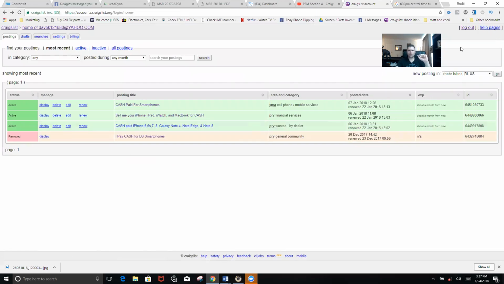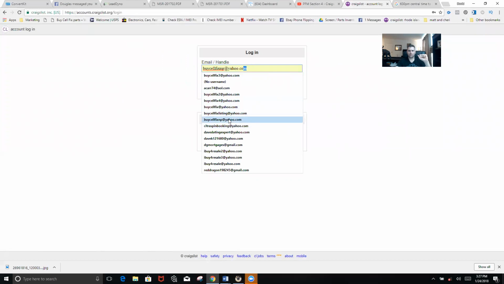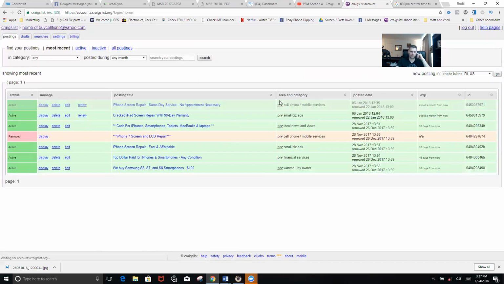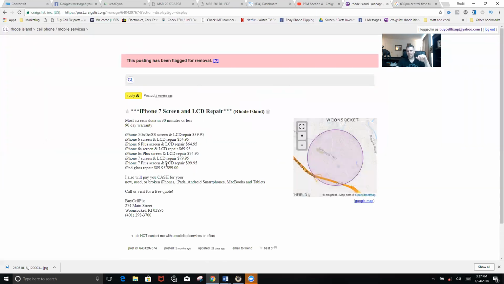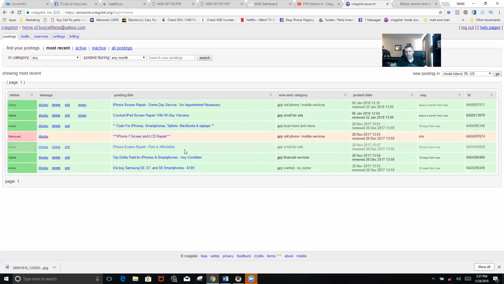Let me just see if I can find a couple more examples. Let's try this one. Okay, this was a screen repair ad. This is probably just we tried to post too much. Yeah, there's just way too many keywords in that one. Prices all over. That's just filled with information. So that's a really good chance of being flagged.